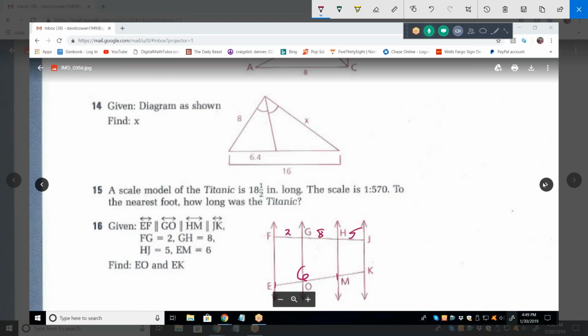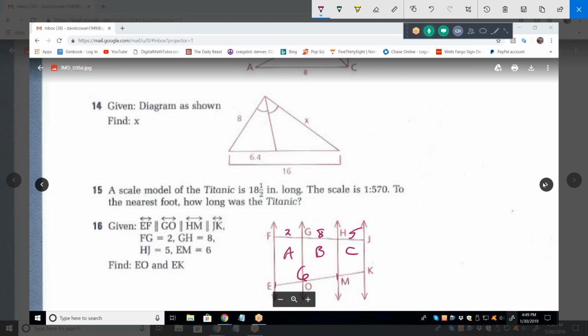Okay. Now, all of these trapezoids A, B, and C, are similar. Because all those lines are parallel, we've got a bunch of similar angles. In other words, that one is the same as that one, which makes that one the same as that one. That one's the same as that one. So we have similar trapezoids A, B, and C. So we need to find out EO and EK.